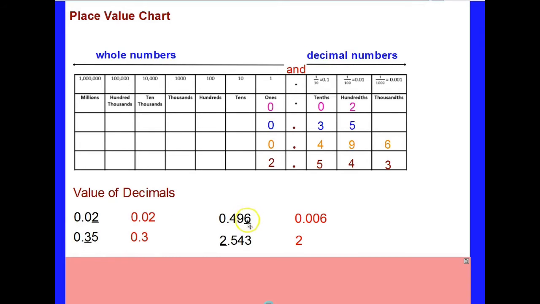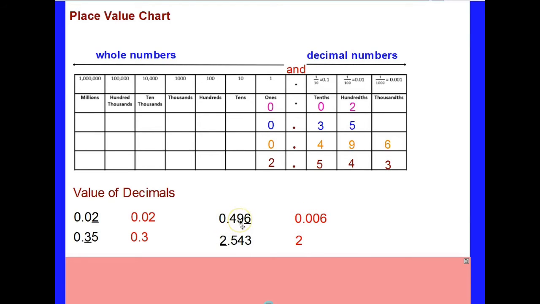Over here, the 6 is in the thousandths place, so the value would be 6 thousandths. And notice that I only need to represent the 6 in my decimal, but I have to make sure that it's in the correct place, that it's in the thousandths place.